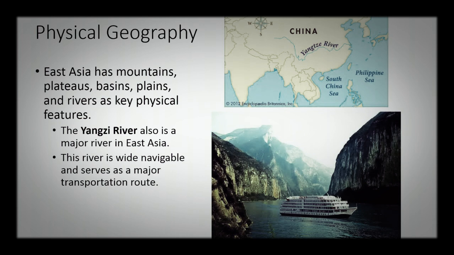All right, we also have the Yangtze River. The Yangtze River is a major river in China, and it's also one of the longest rivers in China. And it's significant because it is so wide. Right? The Yangtze River is wide enough to fit cruise ships in it, so it becomes a major trade route, and it also flows through the North China Plain.